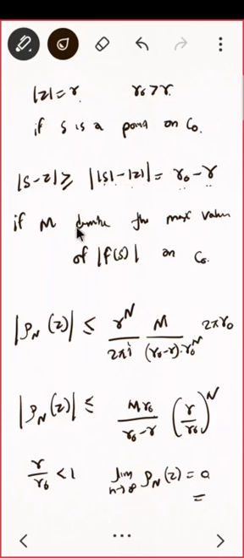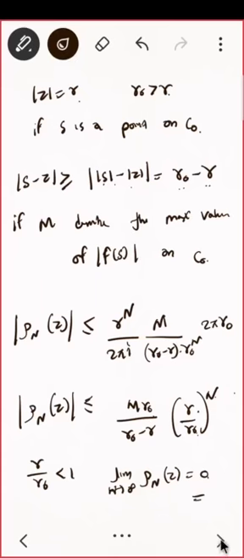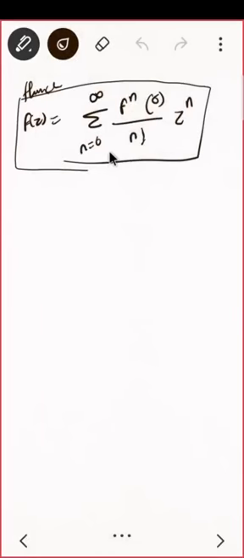So if M denotes the maximum value of f of z, then I am having this bound. And observe that r upon r naught is less than 1, and this whole thing is less than or equal to r naught minus r upon r naught raised to n. If you take limit n tending to infinity, this part goes to 0. If this goes to 0, that means this is also 0. That's it. That means we are done.